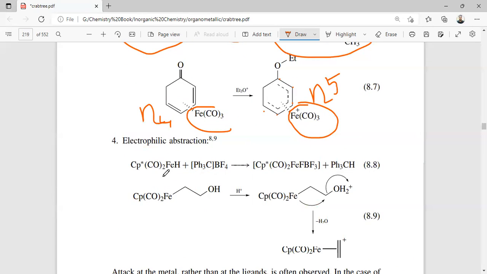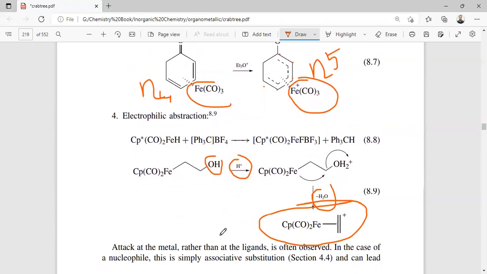So this is the example of electrophilic abstraction. For this case, H plus is the electrophile that attacks the OH group, and upon elimination of water, this ethylene alkene metal complex is formed. Here the hapticity is increased and there is a net positive charge on the metal center.